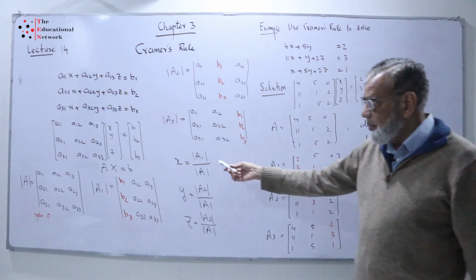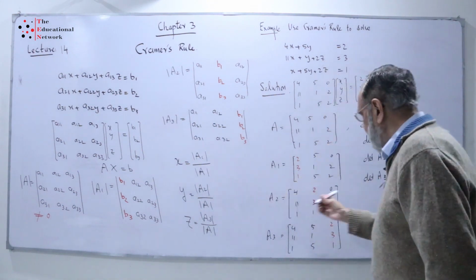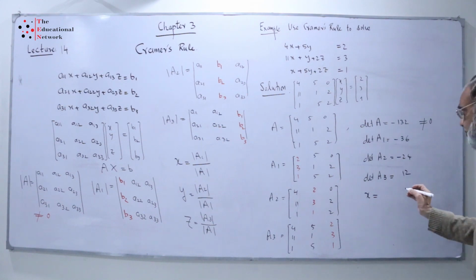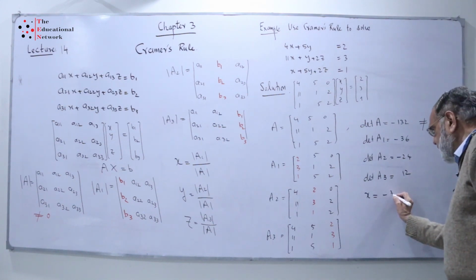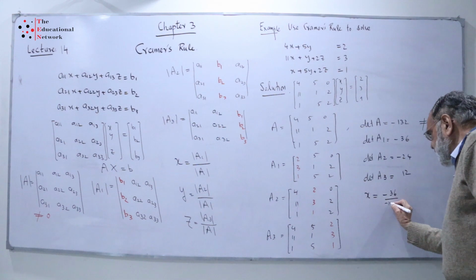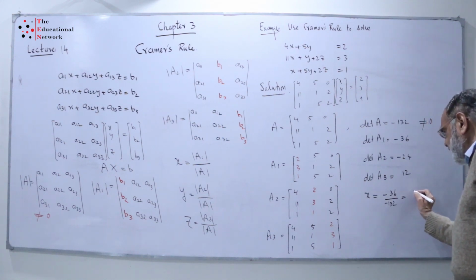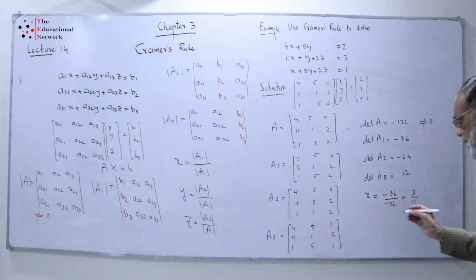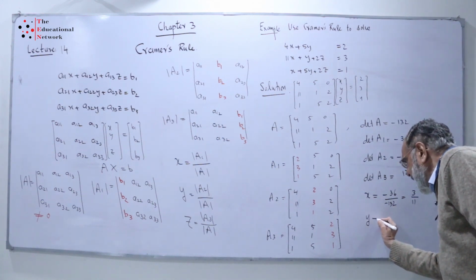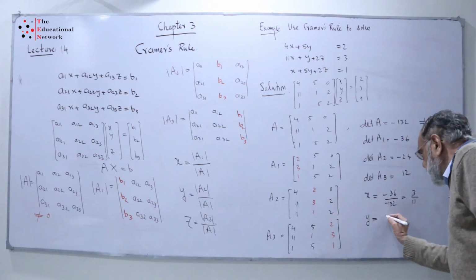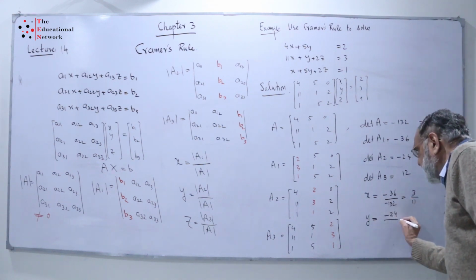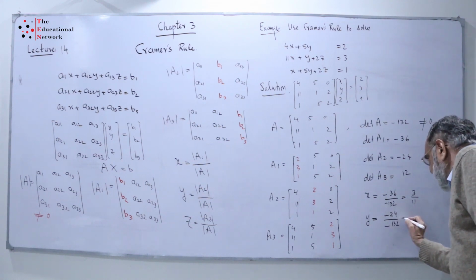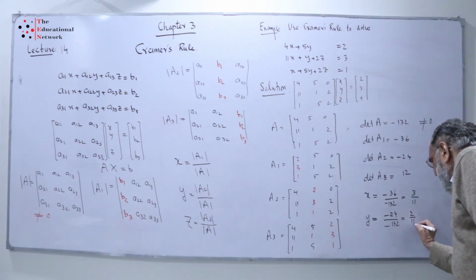What's my x? My x is equal to determinant of A1 over determinant of A. Determinant of A1 is minus 36 over minus 132. We divide by 12, we get 3 over 11. This is my x. Now I find my y. My y is determinant of A2, which is minus 24, over determinant of A, which is minus 132. Then again divide by 12. We get 2 over 11.